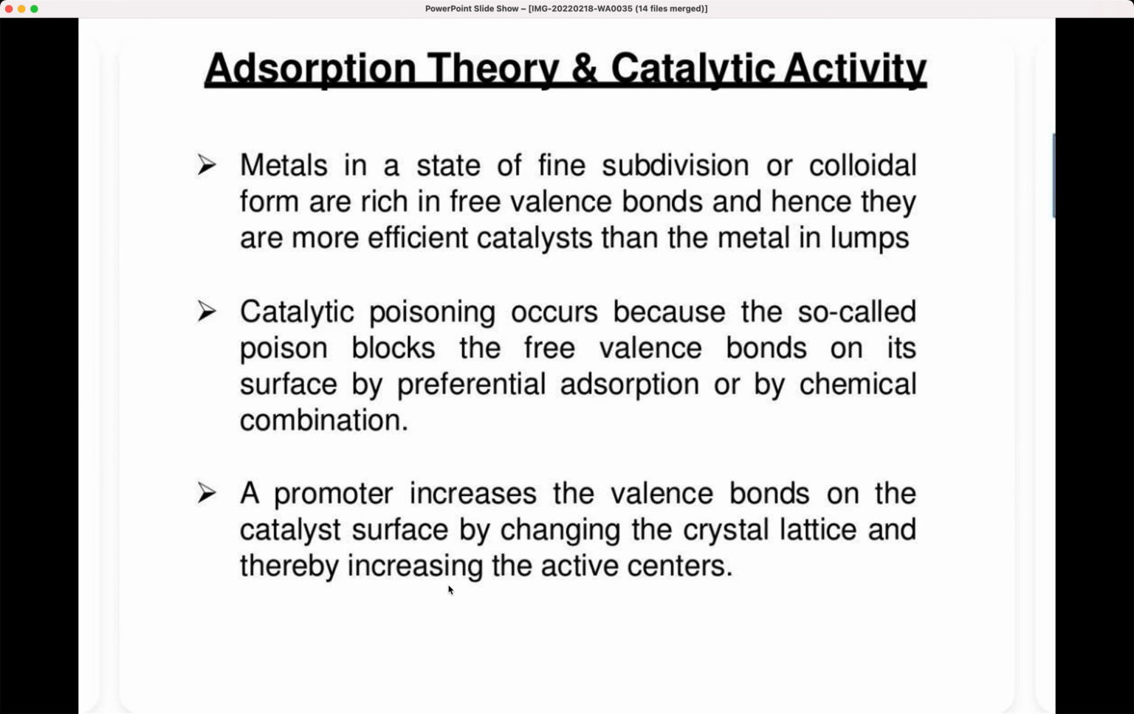Okay, now next is adsorption theory and catalytic activity. In metals in a state of fine subdivision or colloidal form, they are rich in valence bonds. So they are more efficient catalysts than metals in lumps. So finely divided catalysts are more effective than metal in lumps. And catalytic poison normally occurs because the poison blocks the free valence bond on its surface by preferential adsorption or by chemical combination. And promoter increases the valence bond on surface of catalyst and it changes the crystal lattice and increases the active centers.